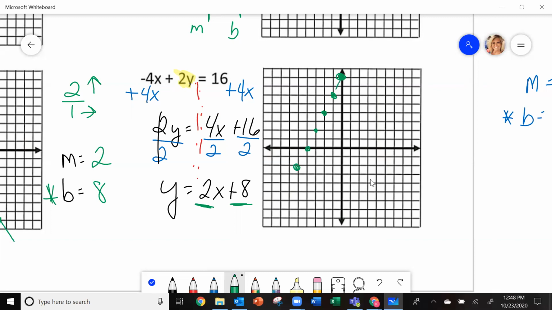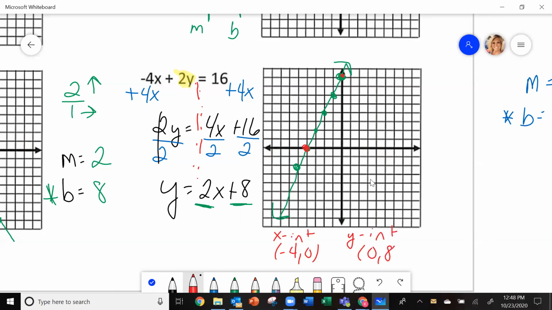And then I'm going to draw my line to connect the dots. When I go to check it, I want to make sure, 1, 2, 3, 4, that right here my x-intercept is negative 4, 0, and that my y-intercept, when I put it in the calculator, is 0, 8. Let's make sure that that happens so that we know we got it right.